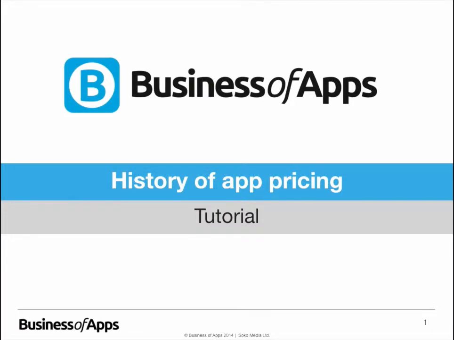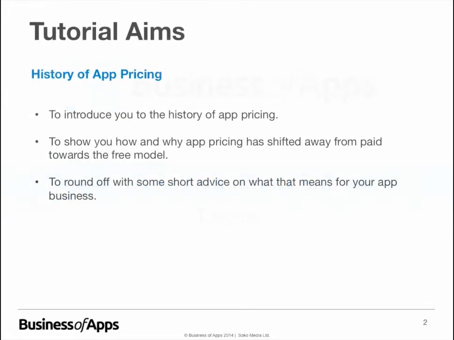In this tutorial, I'm going to be taking you through the history of app pricing very quickly, just to give you an idea about how this element of app monetization has evolved over the past few years to reach the point where it is today. And in particular, we're going to be looking at three major things. We're going to be just introducing you quickly to the history of app pricing and how it's evolved over time. We're going to show you how and why app pricing has shifted away from paid towards the free model. And we're going to round it off with some short advice on what that might mean for your app business.